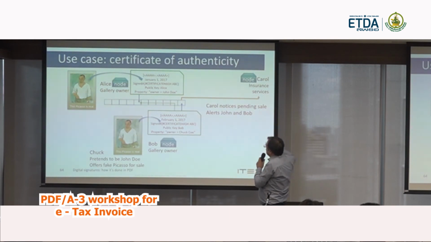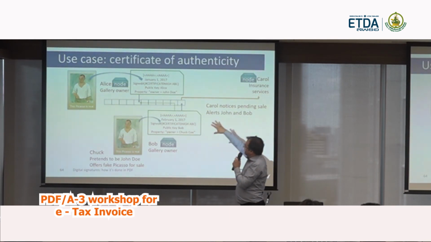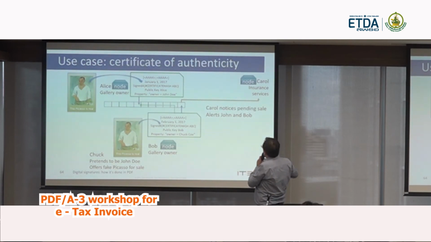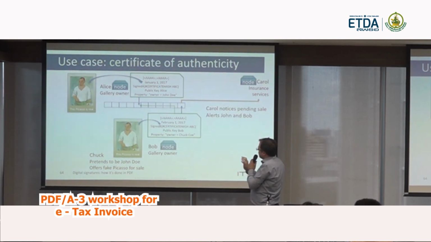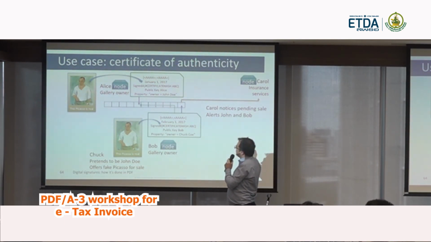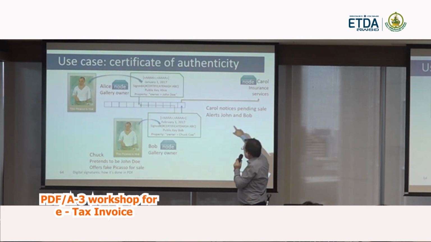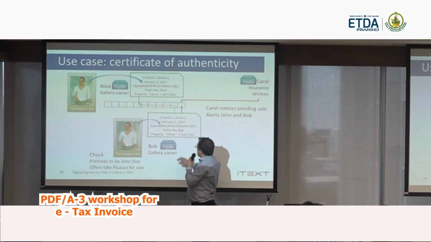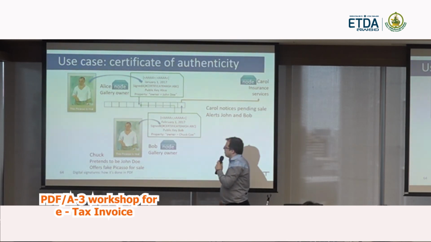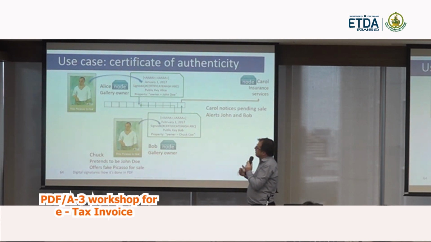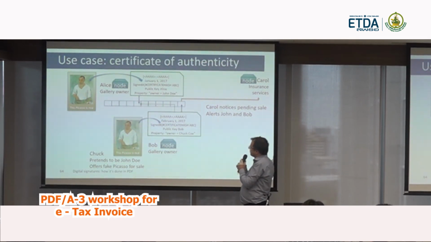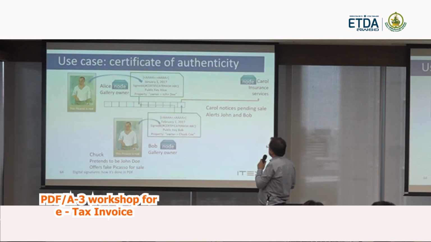Carol has an insurance service, and Carol manages all the assets of John Doe. Carol monitors all the documents that are related to this painting and other assets owned by John Doe. And Carol notices a pending sale of a Picasso. Of course, Bob has been smart, and he has said, well, I won't sell this object right away. I'll keep the money in escrow.